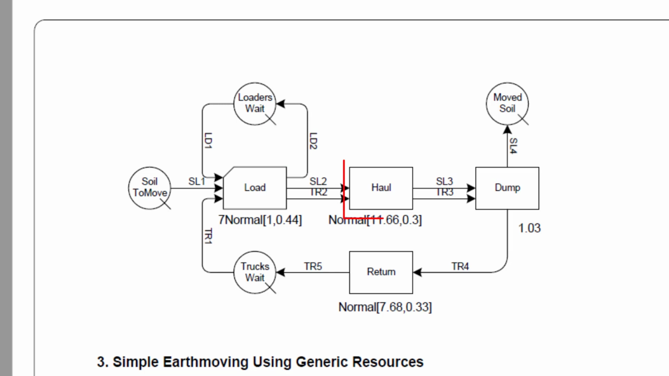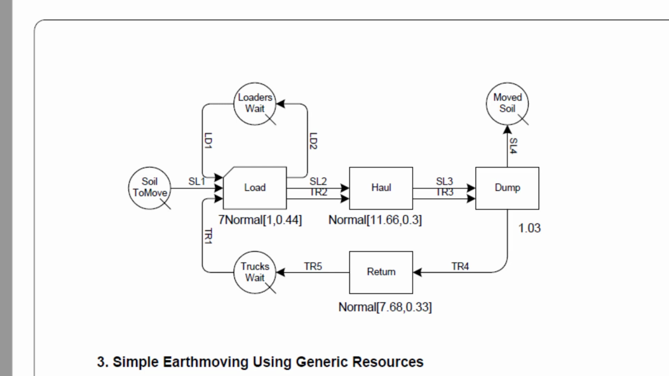All the trucks will finish haul, dump, and return. They will return into the truck's wait queue. Load will not be able to start again because soil to move is empty, and the simulation will be forced to stop because the future event list will be empty and no activity will be able to start.